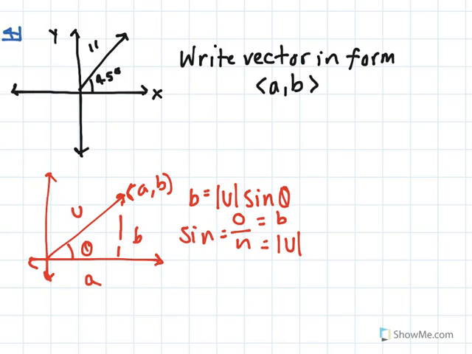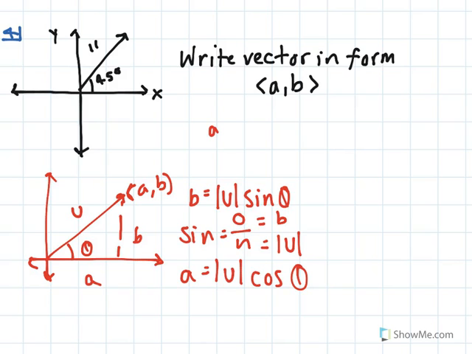So from there we can just solve for B. And since A is our adjacent side, we can similarly say that A is going to be our magnitude U times cosine of theta. So let's go ahead and solve for our A and our B.